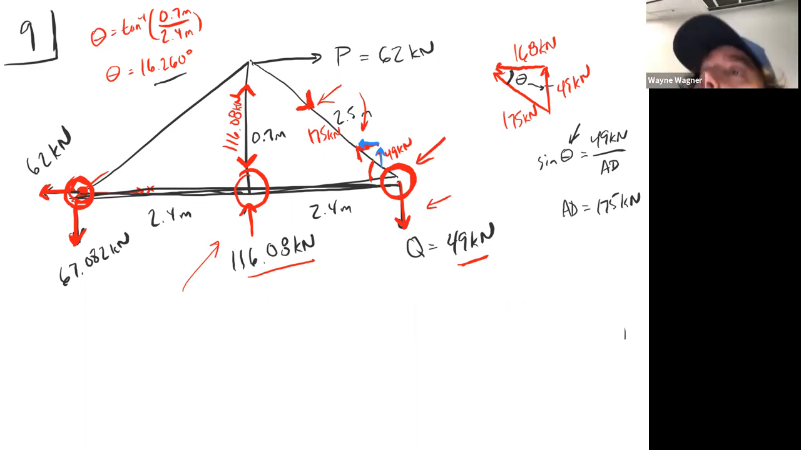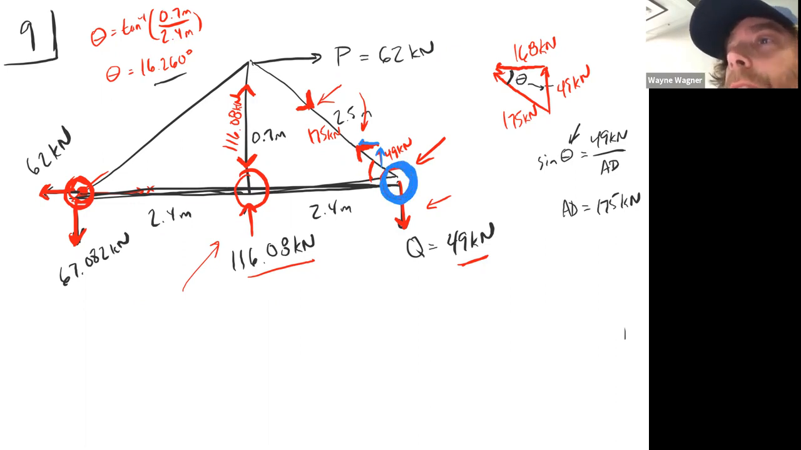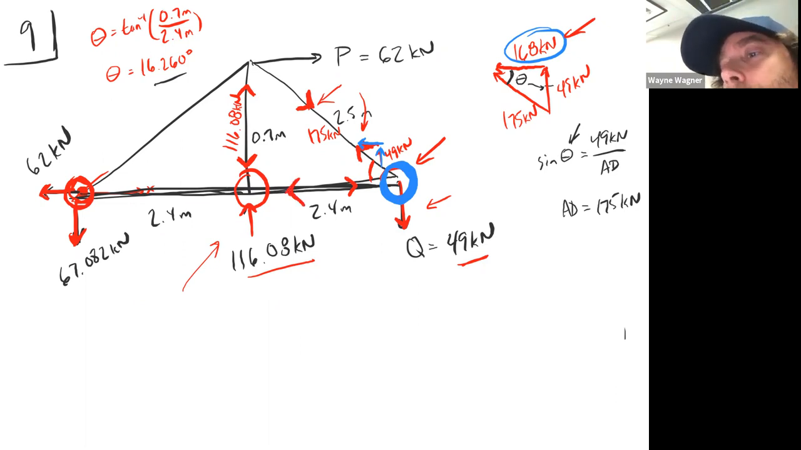And from that, now I can do the sum of forces in the x direction to finish this joint off. I've got this x component force right here, which is 168 kilonewtons, going to the right, which means this one's going to the left. So this one has to go to the right. And this one has to be in compression, and it's going to be 168 kilonewtons, like that.